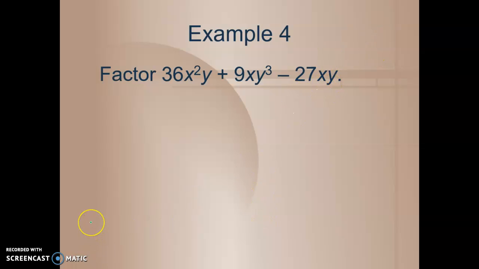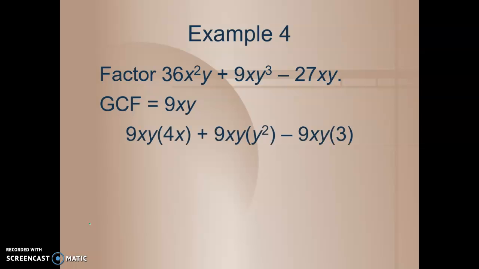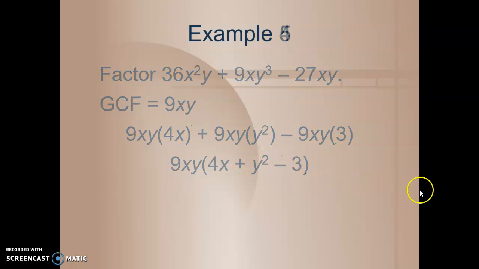We're going to do this quickly. You can pause the video if you need to try it on your own and then check your work. But our greatest common factor is 9xy. We're then going to divide each term by 9xy, which gives us 9xy times 4x, 9xy times y squared, and negative 9xy times 3. We'll rewrite it with our factor on the outside, 9xy, and the quotients on the inside. Notice that we do keep the original signs that were here, plus and minus, in that same order.